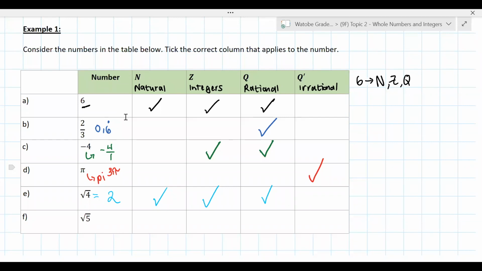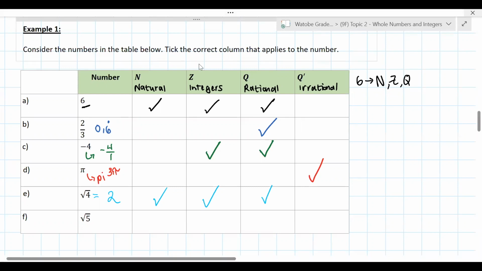So square root of 4 is 2, which means that it is a natural number, an integer, and a rational number. Now, guys, as you can see, as we've gone through this, there's nowhere where I've ticked rational and irrational. That's because if you can write it as a fraction, it means that you obviously can't not write it as a fraction. So you will never tick both rational and irrational, just as a little side note here.